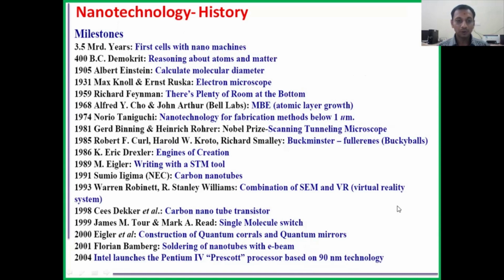There are different types of technology in electronics also. It's progressing. You can see here in 1985, Robert F. Curl, Harold W. Kroto and Richard Smalley discovered the fullerene, the third allotrope of carbon, buckyballs. This is the third allotrope of carbon. And in 1991, Professor Sumio Iijima from NEC laboratory discovered carbon nanotubes during his observation under the TEM, transmission electron microscope.